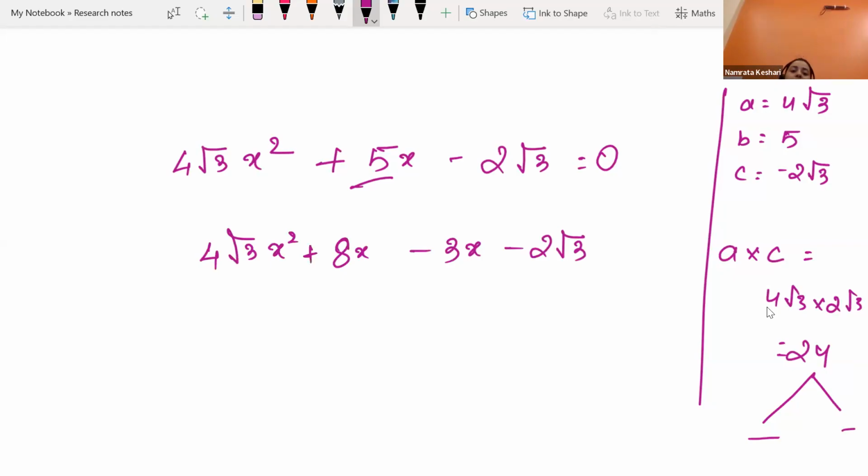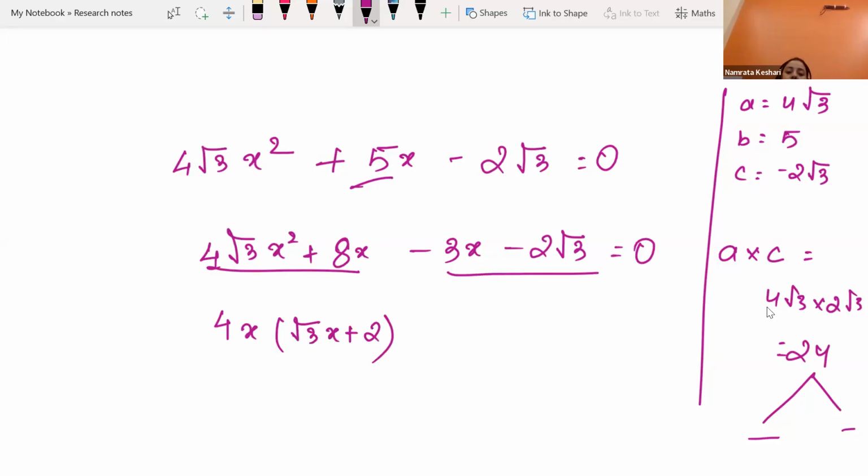What can be taken out as a common factor from the first two terms? We can take 4x common. The remaining will be root 3x plus 2. And from the other two terms, what can be taken out as a common factor?